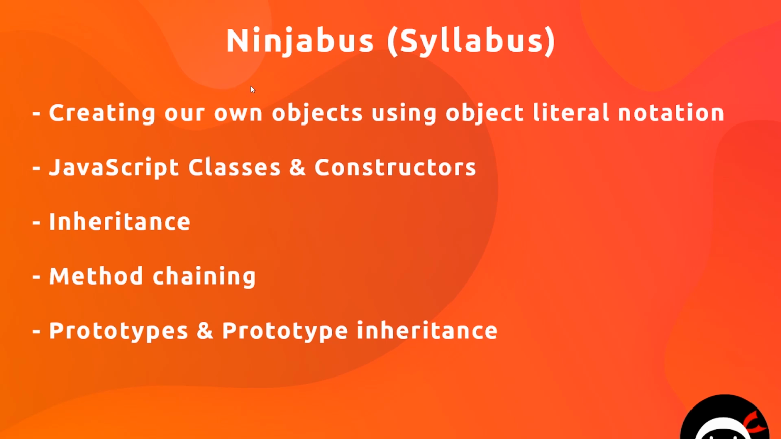Okay then, so let's have a quick look at what we'll be learning in this series. I like to call this the Ninja Bus, but really it's the syllabus, but whatever. So first of all, we'll be creating our own objects using object literal notation, and we'll find out exactly what that means in the next video. Then we'll be looking at JavaScript classes and constructors, which is some ES6 syntactic sugar to make things easier sometimes when we're working with objects. We'll also be looking at inheritance and method chaining. And then finally, we'll be looking under the hood to see what's going on behind all of these classes and discover what prototypes are and prototype inheritance.